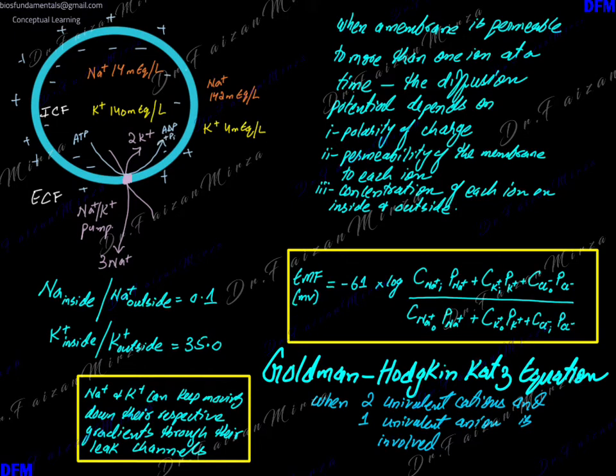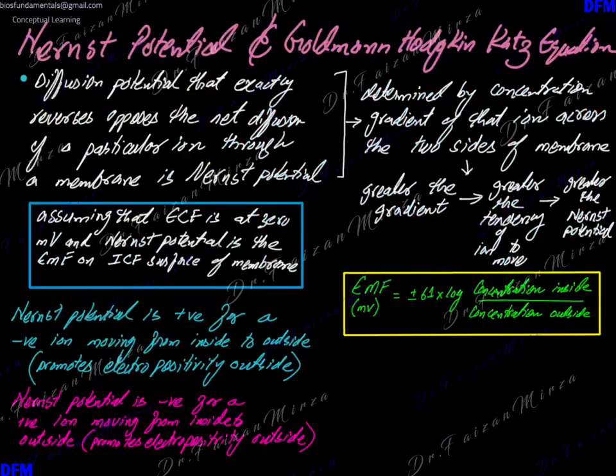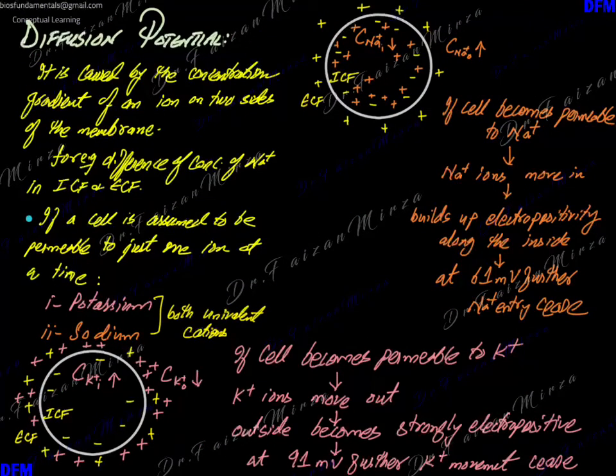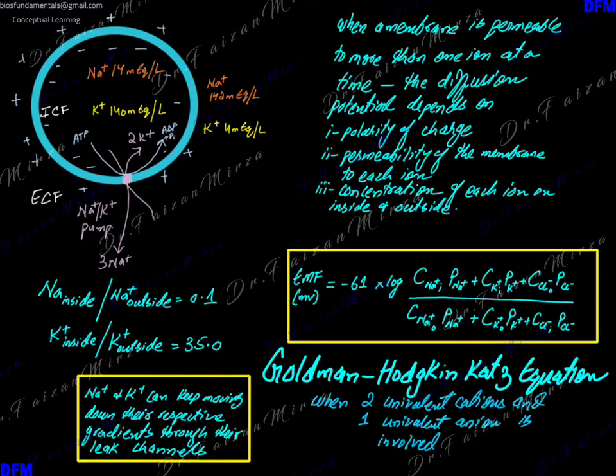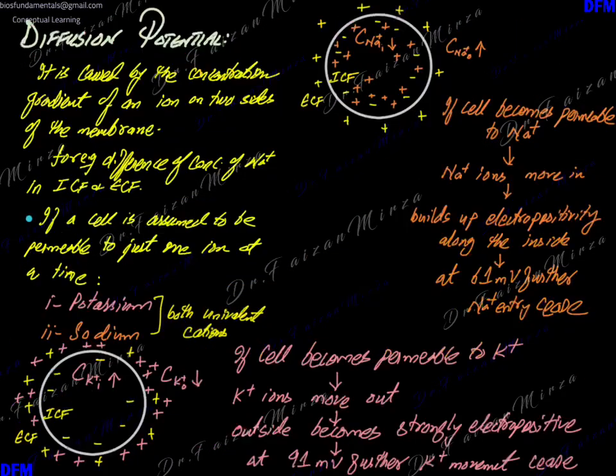We are discussing how the voltage fluctuates across the membrane, and in this video we'll be discussing how these changes are occurring, what's diffusion potential, what's the Nernst potential, and what's the Goldman-Hodgkin-Katz equation. So starting off with the diffusion potential.